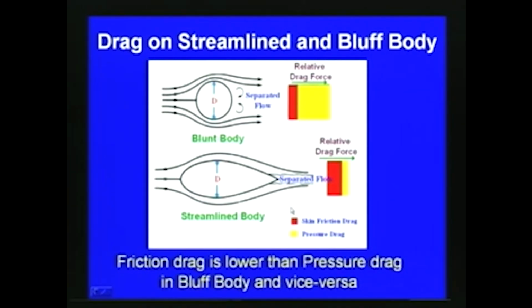So, here the friction drag is lower than the pressure drag in the case of a bluff body. For a bluff body the friction drag is smaller and the pressure drag is more, and in the case of a streamlined body the friction drag is higher and the pressure drag is much smaller. So these are the effects depending on whether the body is a bluff body or a streamlined body. Accordingly, we can say which one is more, the pressure drag or the friction drag, depending on whether it is a bluff body or a streamlined body.